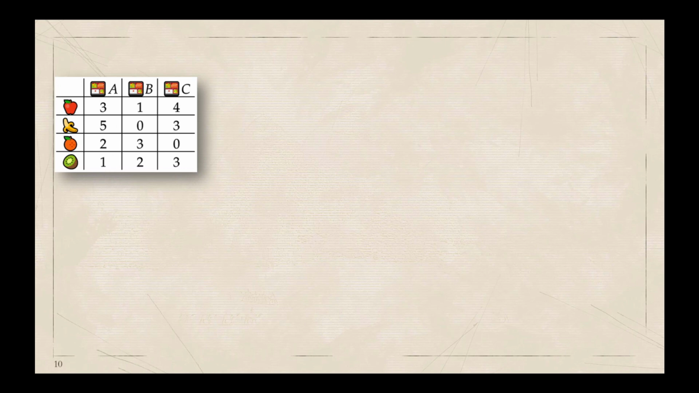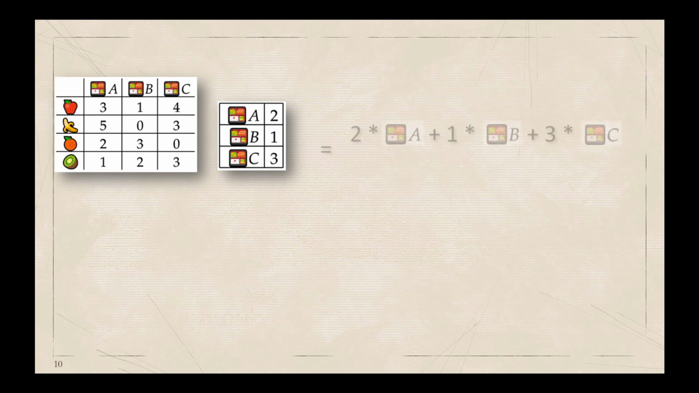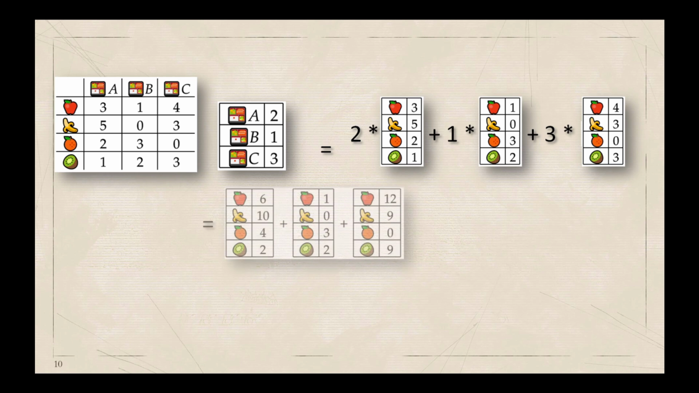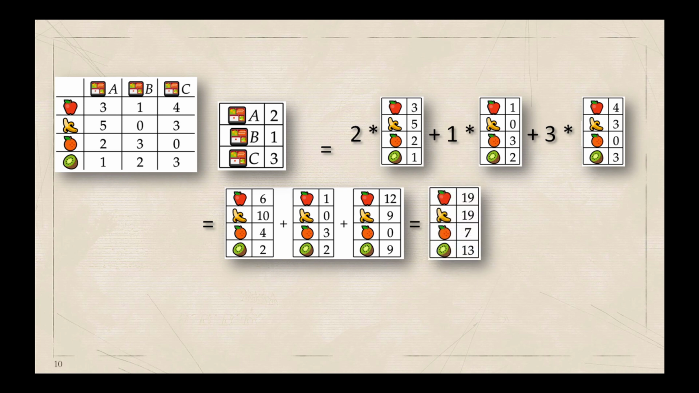Imagine that I buy two boxes of type A, one box of type B, and three boxes of type C. Can you find out how many fruits of each kind I will have? I'm putting this basic equation here, and then we can replace the boxes with its actual contents to get the equation. Now we can use the scalar multiplication we saw earlier, and now we will do the vector addition to get our final result.